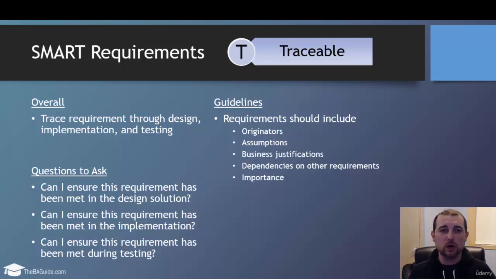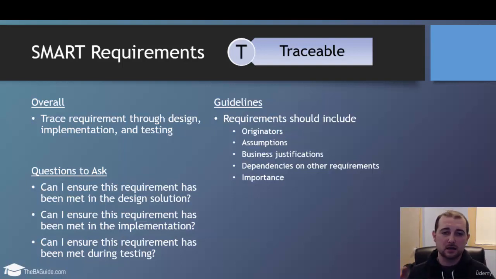But it's very important that, regardless of your organization, you at least allow the requirement to be traceable in case it's needed. Even if your organization doesn't trace, you want to write the requirement in a way that it can be traceable all the way through. So what questions can you ask? Can I ensure this requirement has been met in the design solution? In the business requirements document, you have that requirement written out. Can you validate that it's been met in the design solution? So can you trace it to there? Then next, can you trace it to the implementation? And finally, can you trace it to the testing? Those are the rhetorical questions that you'll ask yourself to validate that it will work.